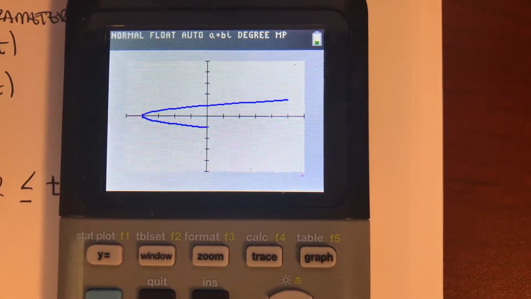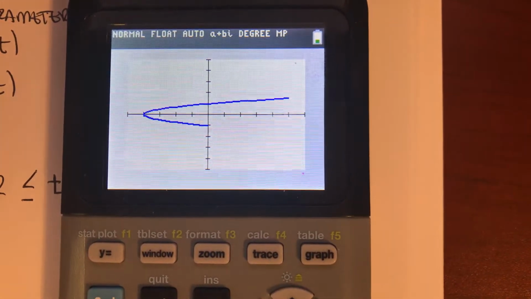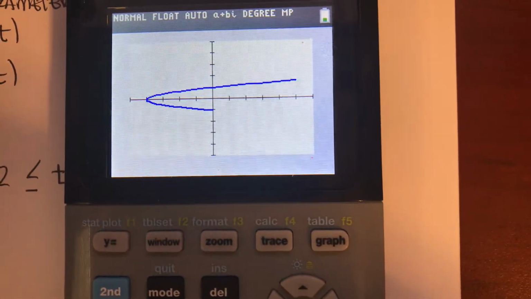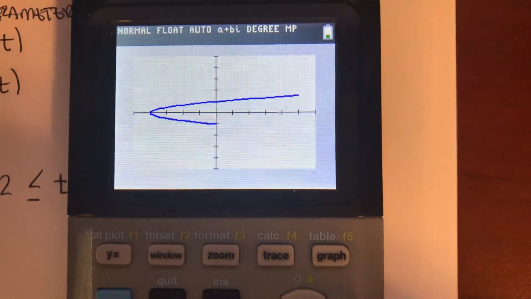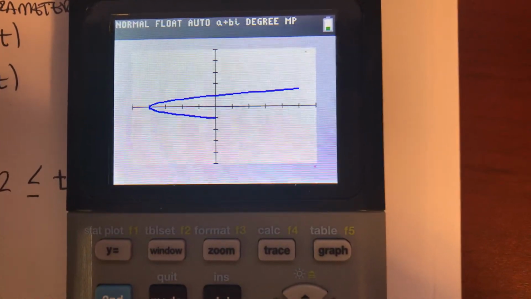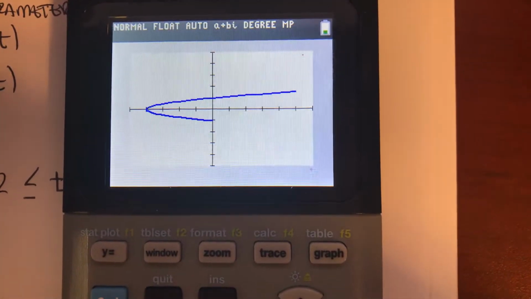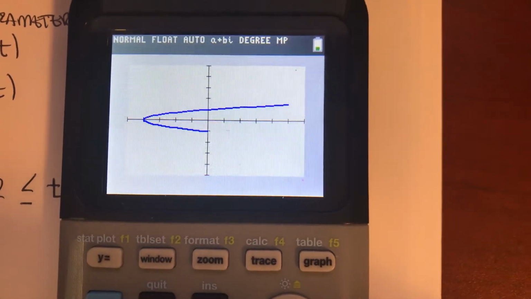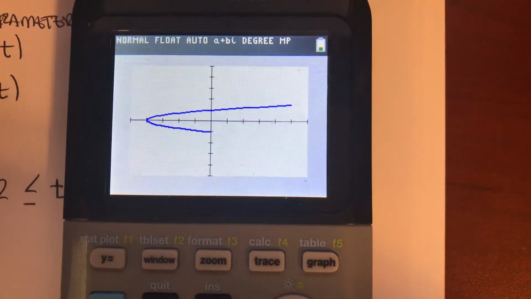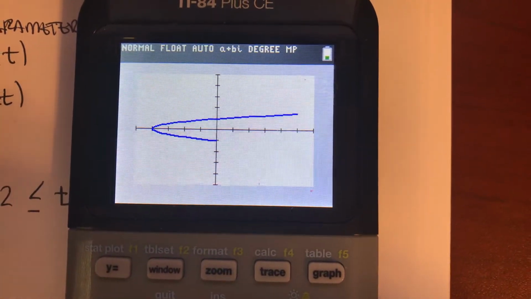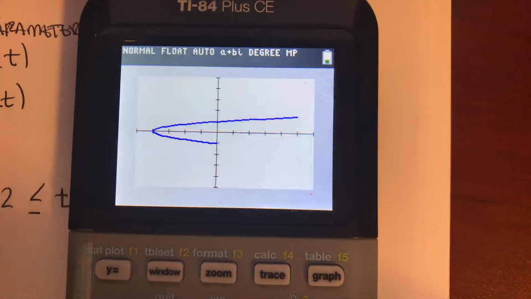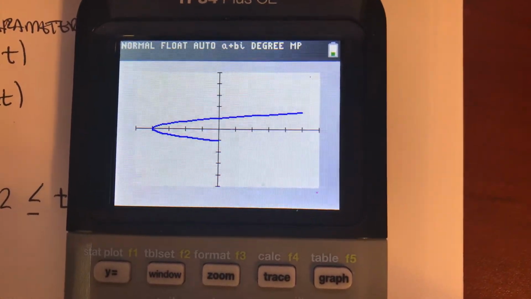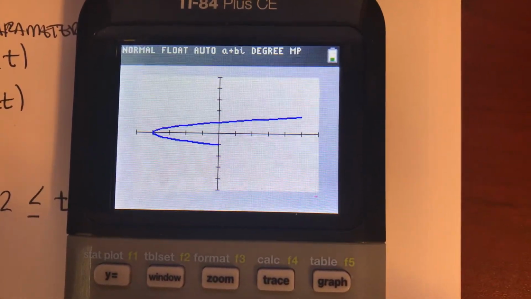Okay? Now that's how you graph parametric equations in parametric mode. Now, what's interesting about this, if I were to ask you a question and I say, is this a function? Just by looking at the graph, you would tell me that no, this is not a function. But when you do it in parametric form, it is a function, because we now have 2 dependent variables and we only have 1 independent variable.